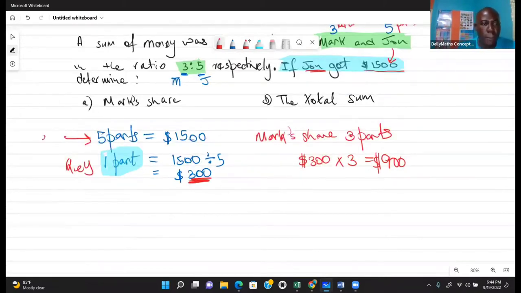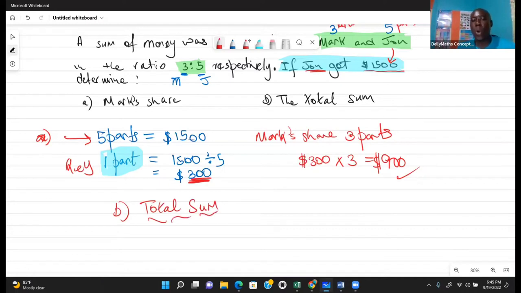So this is our approach in starting the problem. Finding one part, then we executed Mark's. So let us look at finding the total sum. There are 2 ways you could find your total sum. Based on the information that we have now, we can do it 2 ways quickly. One of the ways you could do now is to add up the 2 persons' amounts because it's only 2 persons in the situation. So we could say, guess what?